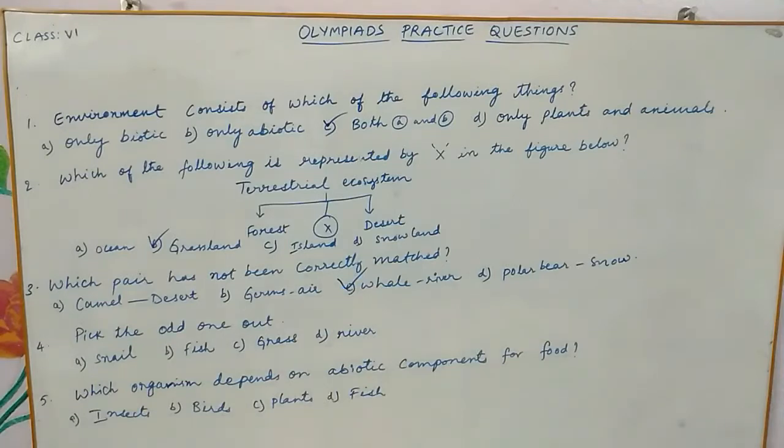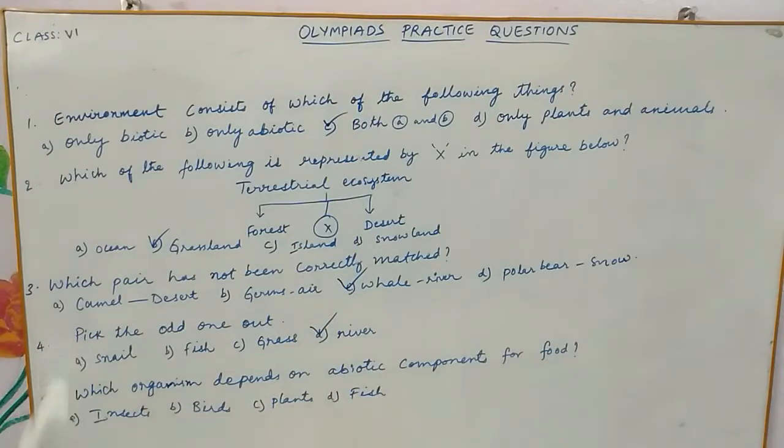Next, pick the odd one out. So you can see there are 4 options given, and out of that, one is not related to the others. Snail, fish, grass, river. So if you see, all these 3 are biotic components of the environment, as I told you here. Biotic means they are living components of the environment, whereas river is nothing but abiotic, water, right? So it's an ecosystem entirely, separate ecosystem. So we can say that this is the odd one out.